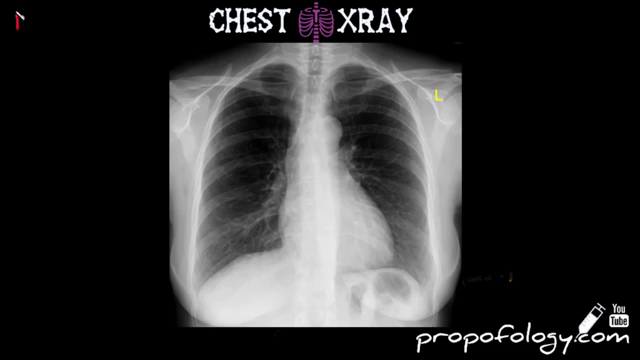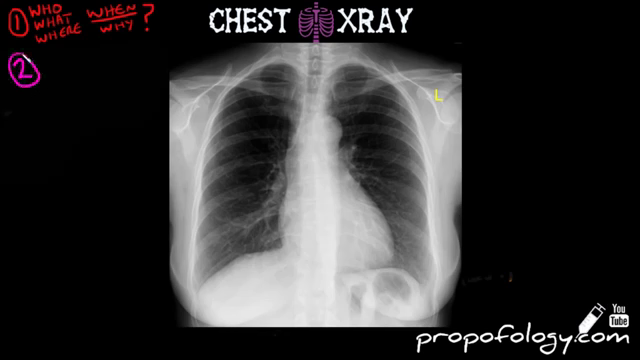There are 5 main questions you have to ask yourself before even starting to look at the components of a chest x-ray. Whose film am I looking at? Are the patient's details correct? What film am I looking at? What view is it in? Where was this taken? Was it done in the emergency department, the x-ray department, ICU, etc.? When was it taken? Was it taken today, yesterday, last year, last month? And why was it taken? Why was it requested?